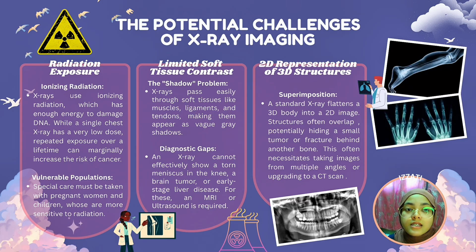Now, the last challenge of X-ray imaging is the 2D representation of 3D structures. A standard X-ray flattens a 3D body into a 2D image. Structures often overlap, like ribs covering the lungs, potentially hiding a small tumor or fracture behind another bone. This often necessitates taking images from multiple angles or upgrading to a CT scan, which is essentially a 3D X-ray.